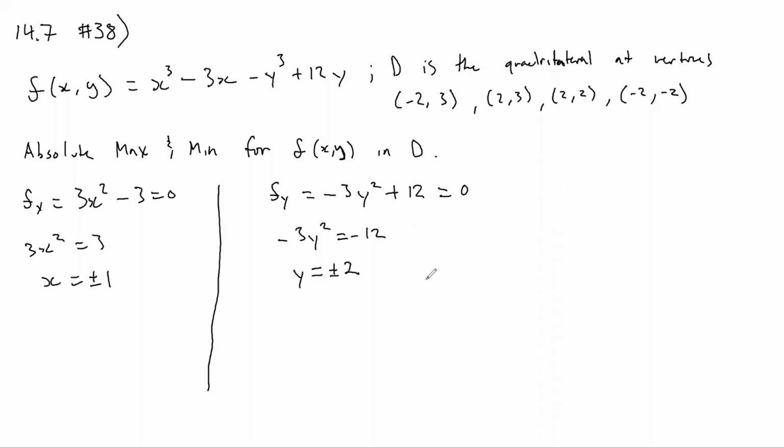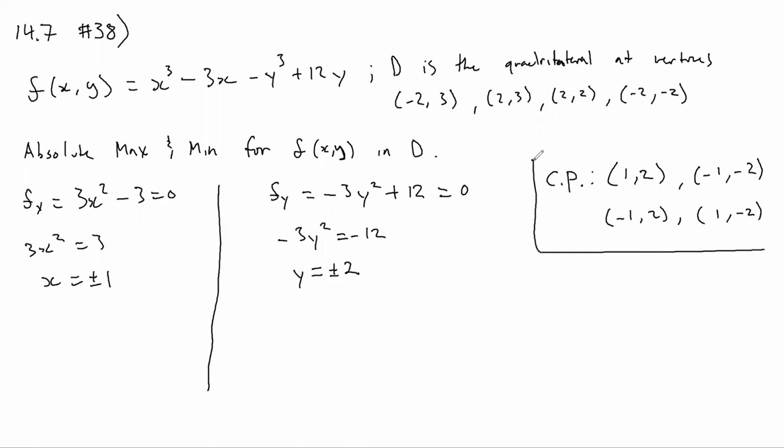So we get the values for x and y, and from this we can say that our critical points are going to be 1, 2; -1, -2; -1, 2; and 1, -2. So these are our 4 critical points.